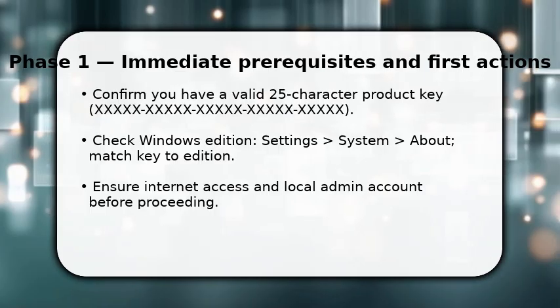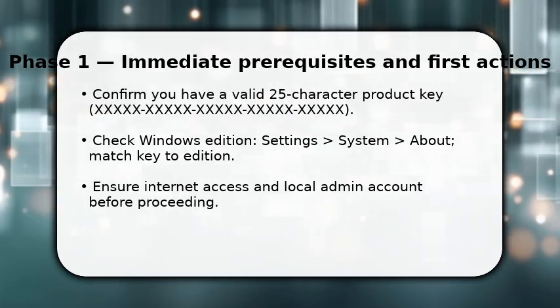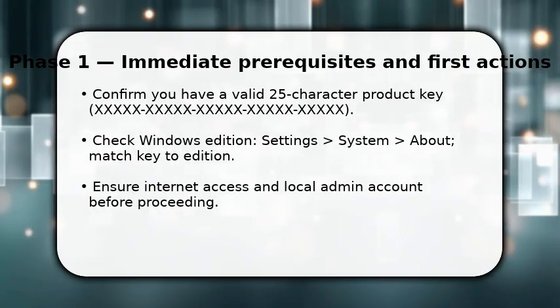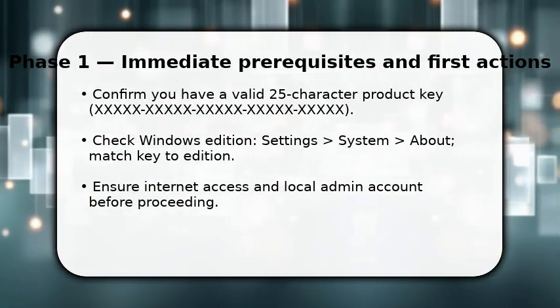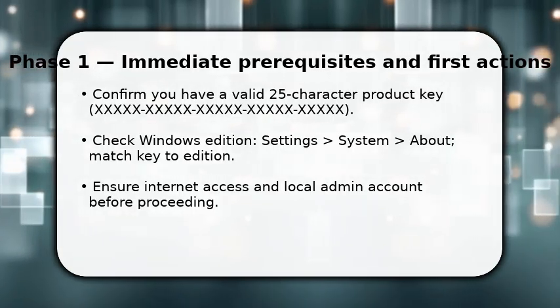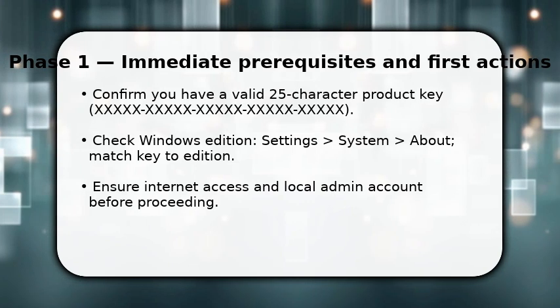Once done, sign in with a local admin account and make sure you have an active internet connection for online validation. Now navigate to Settings System Activation to begin. This is the first actionable step, so proceed immediately to enter the key and continue.